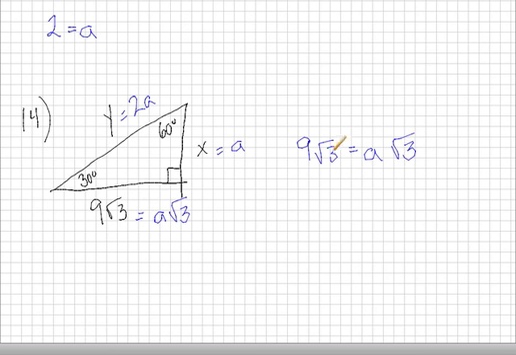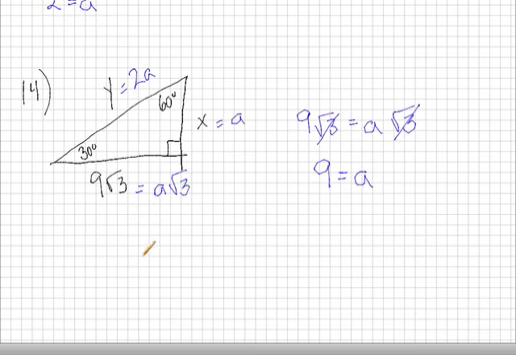9 times the square root of 3 is equal to a times the square root of 3. We can now solve for a. We can cancel out the square root of 3 on both sides, and we get a is equal to 9. So we can fill in the rest of our triangle. X is equal to a, and a is equal to 9. Therefore, x is equal to 9. And y is equal to 2a. Therefore, y is equal to 2 times 9, which is 18.